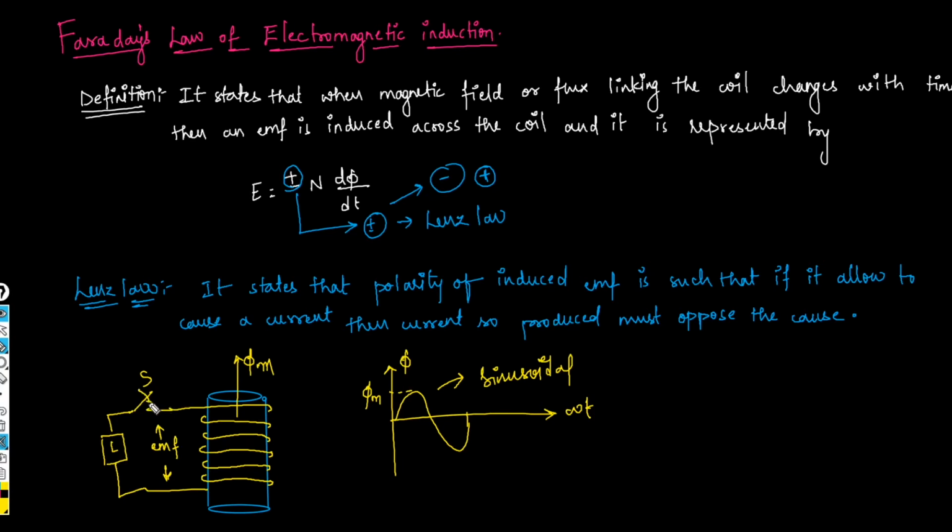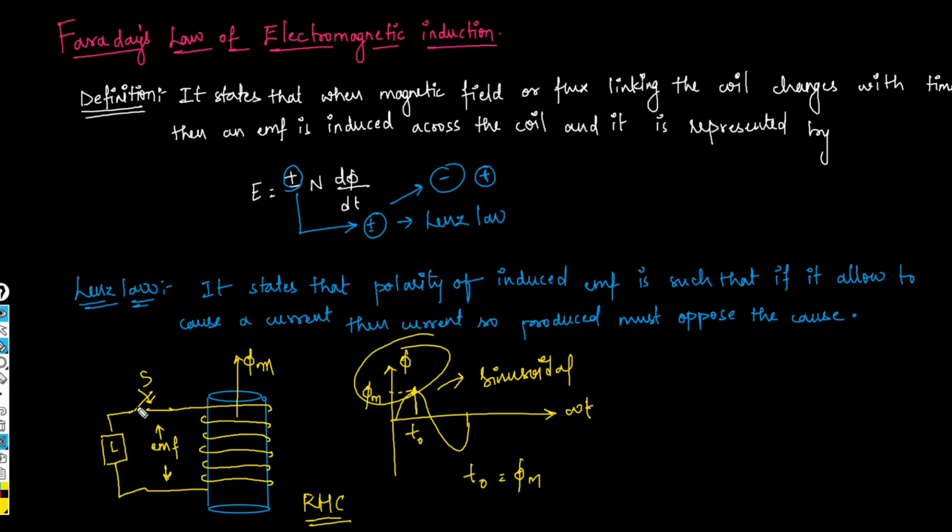If I close this particular switch S, then the current starts flowing, and the current so produced must oppose the cause. Here again we make use of the right hand curl rule. Assume the flux is there. At one particular instant, say some t naught, the flux is phi m, and this flux direction is upward. This flux is responsible for inducing the emf to appear across these two terminals.